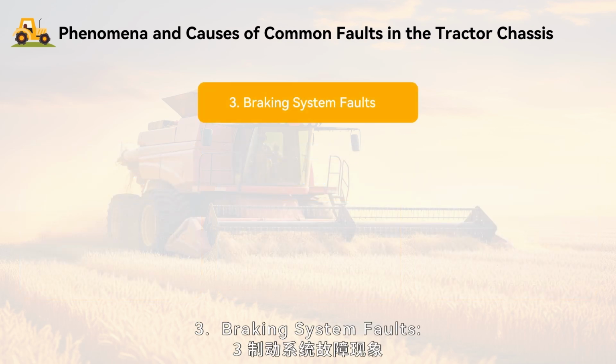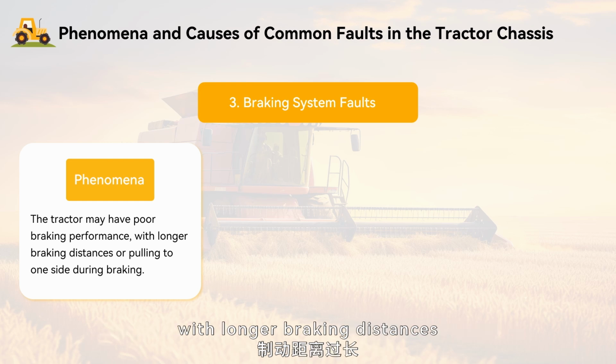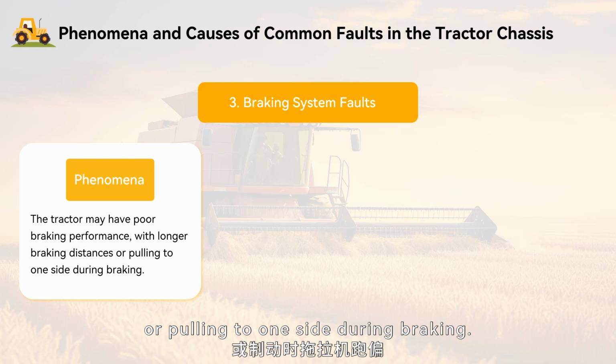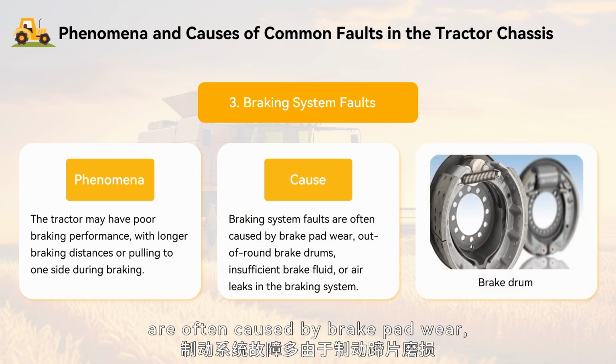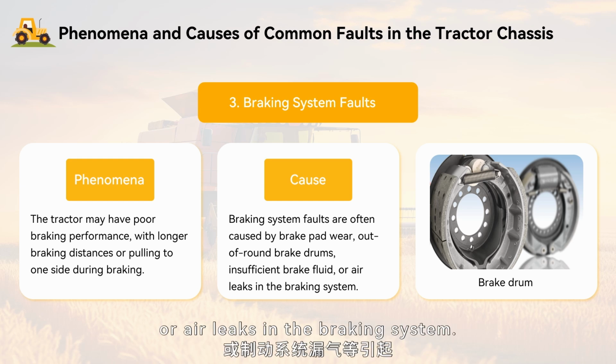3. Braking system faults. The tractor may have poor braking performance, with longer braking distances or pulling to one side during braking. Braking system faults are often caused by brake pad wear, out-of-round brake drums, insufficient brake fluid, or air leaks in the braking system.